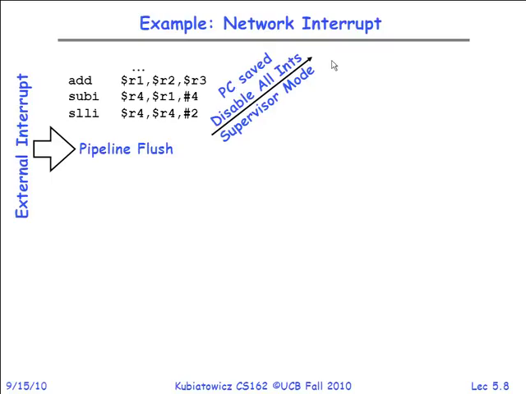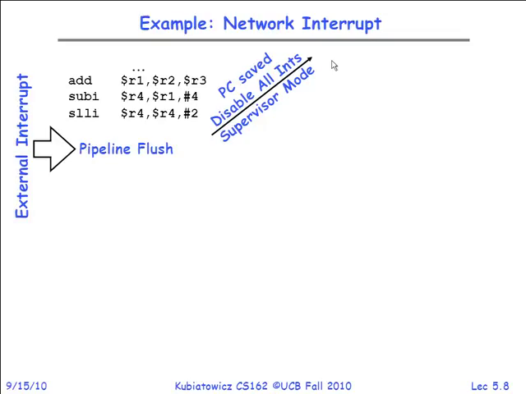Can anybody tell me why I turn on the disable-all-interrupts bit at this point? Yeah, so your interrupt doesn't get interrupted. The only way to prevent a recursive, infinite interrupting of an interrupt is you've got to turn them all off for long enough to correct something, right?